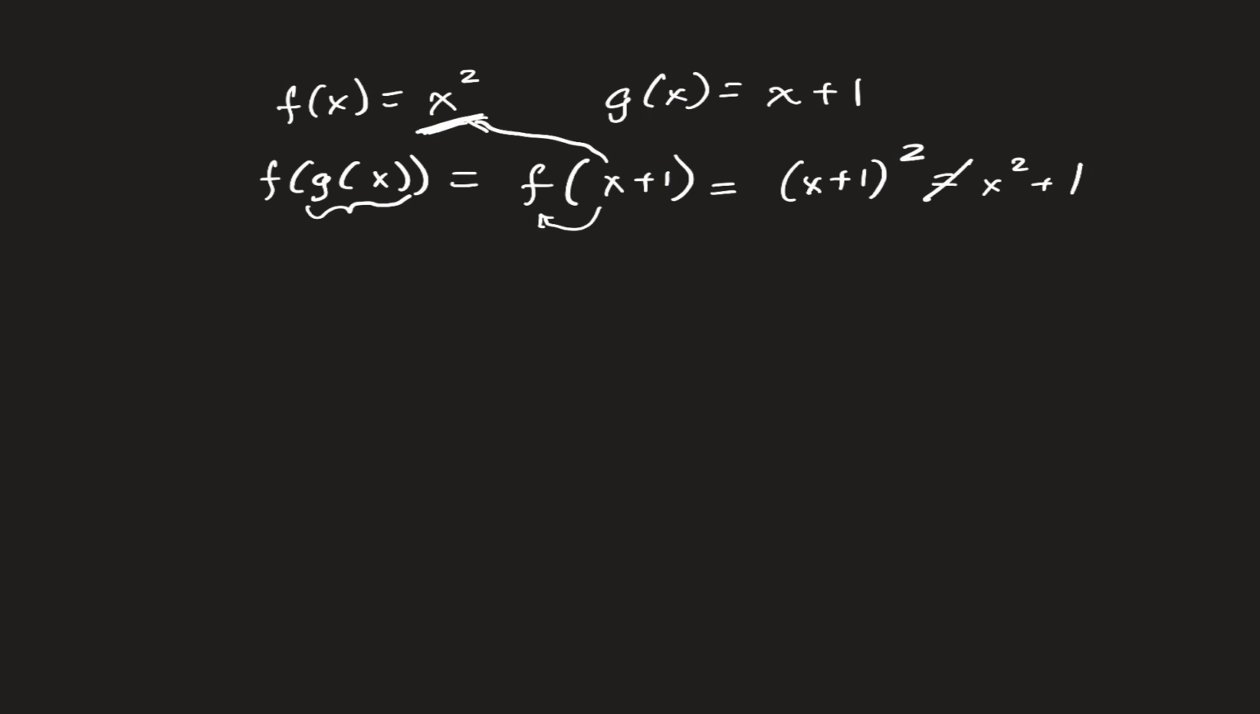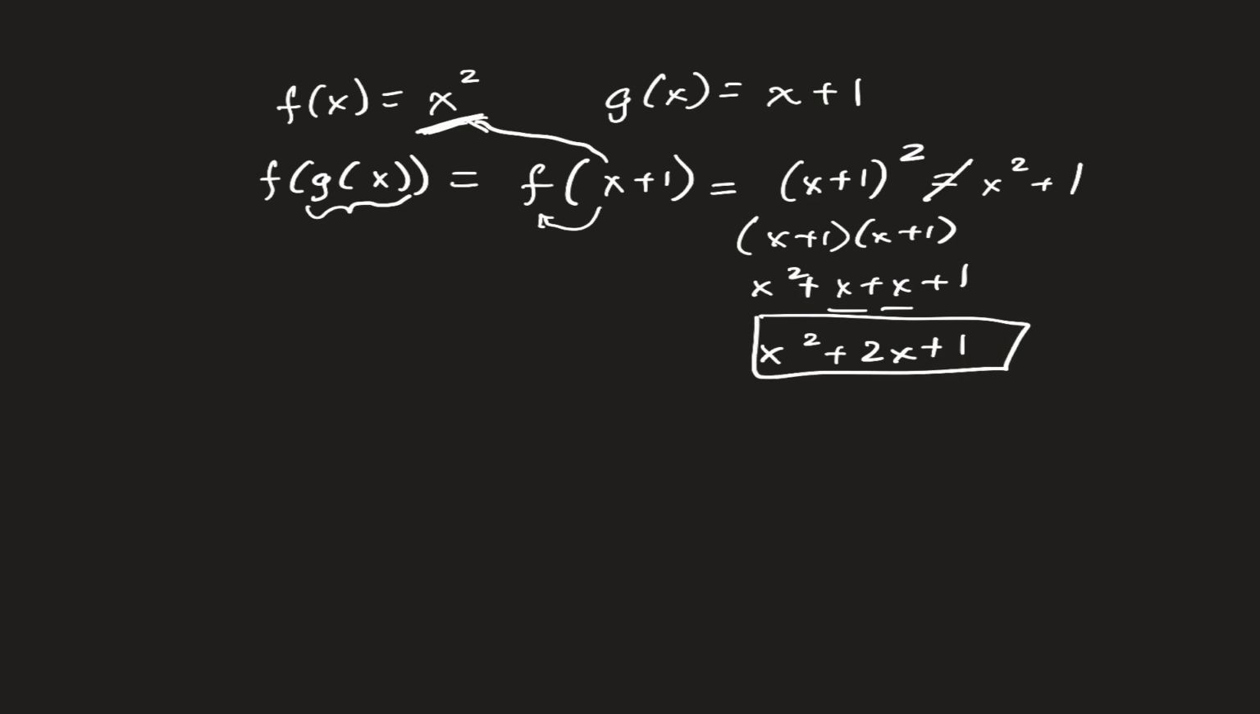That is incorrect. We have to remember that x plus 1 squared is equal to x plus 1 times x plus 1, in which we have to FOIL: x squared plus x plus x plus 1, combine like terms, we get x squared plus 2x plus 1, which would be my final answer here. So remember not to make this very, very common mistake when solving these equations.